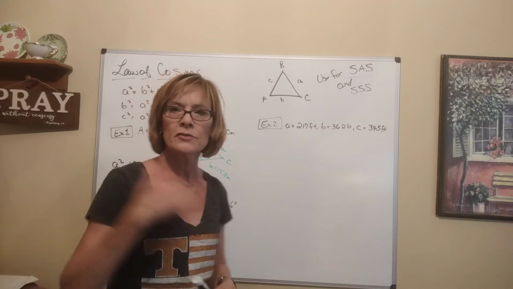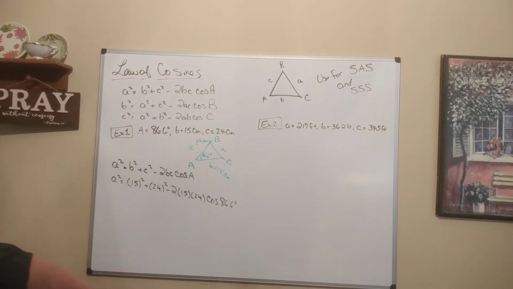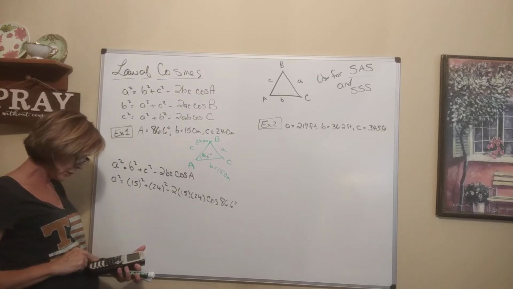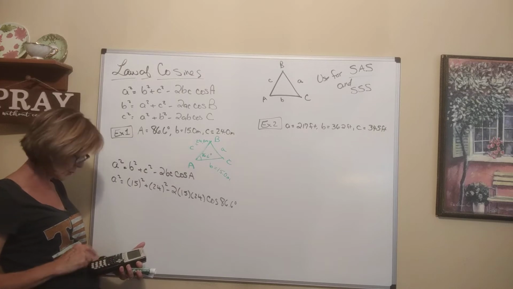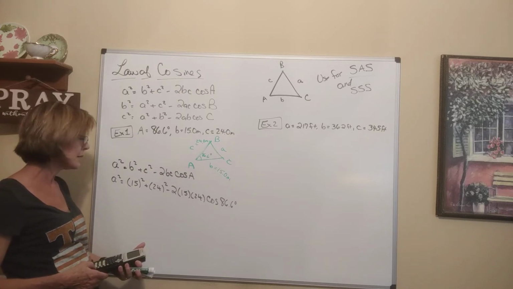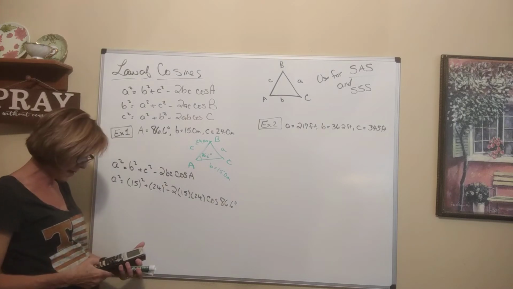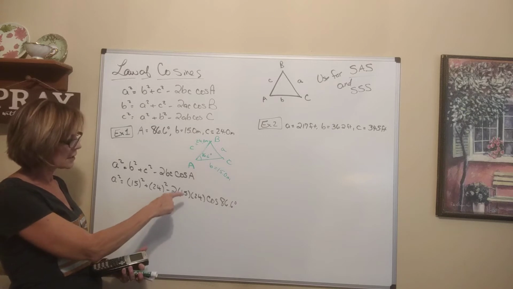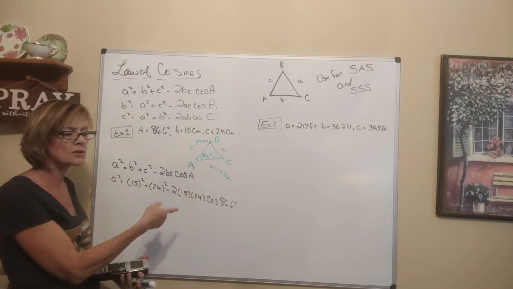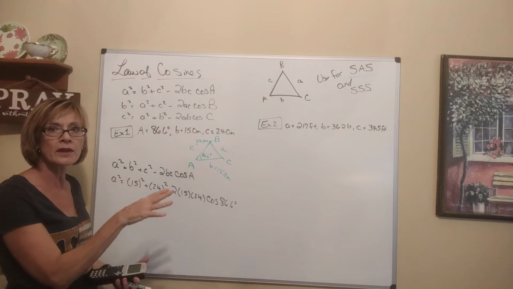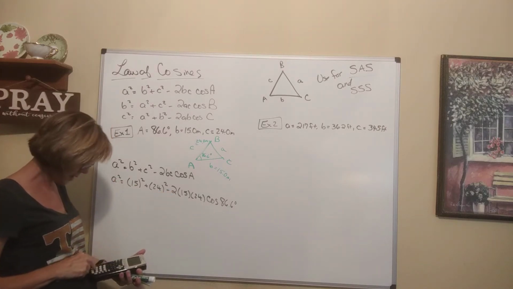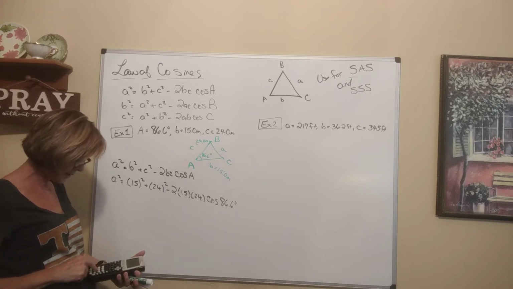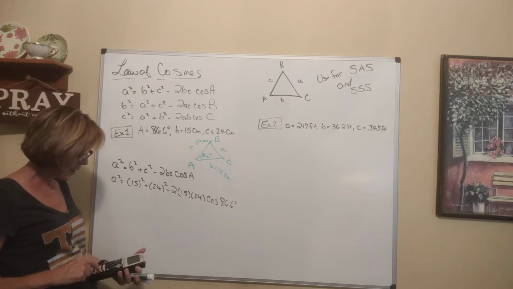I'll tell you as I'm entering my information how I'm entering it so you can mimic that, so you'll know how to enter it properly. I'm going to say 15 squared plus 24 squared, and then hit enter, and then minus parentheses 2 times 15 times 24 times the cosine of 86.6. I'm going to make sure my calculator is in degrees, or else this whole thing is going to be wrong.